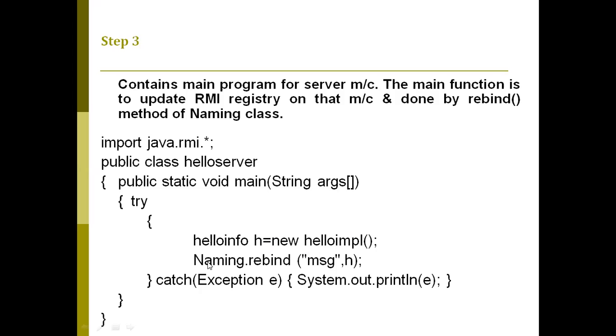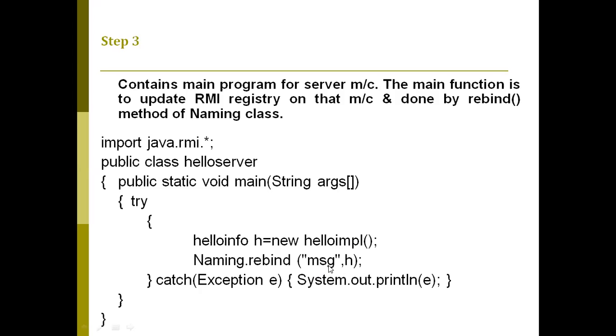So now Naming.rebind, as I told you that rebind is a static method, and directly we can call it with the name of the class dot method name. So Naming.rebind, here this is nothing but the string URL. So as right now we have client and server, we are going to run them on the same machine, the local machine. So here I can only pass MSG, the string name.